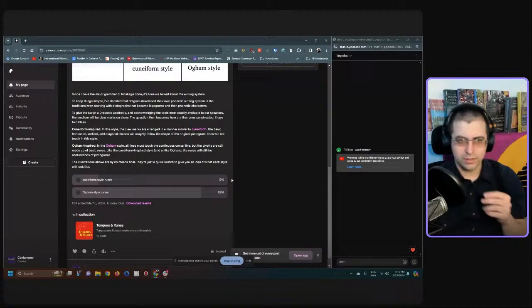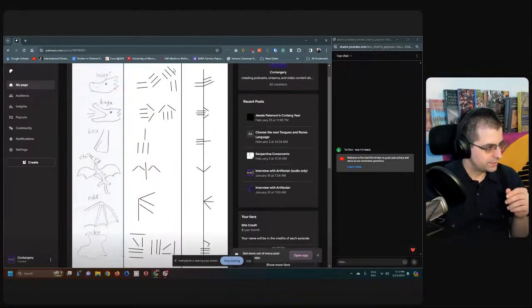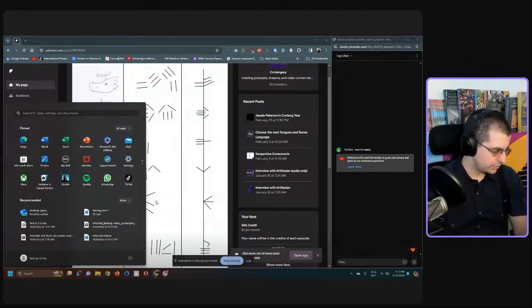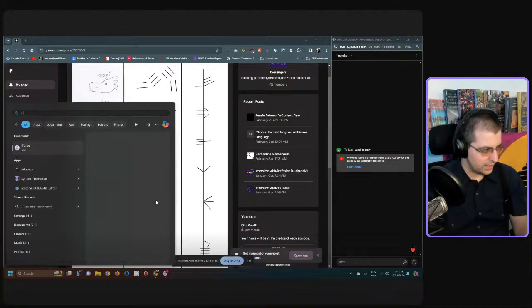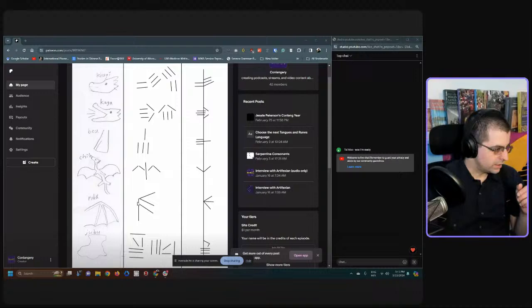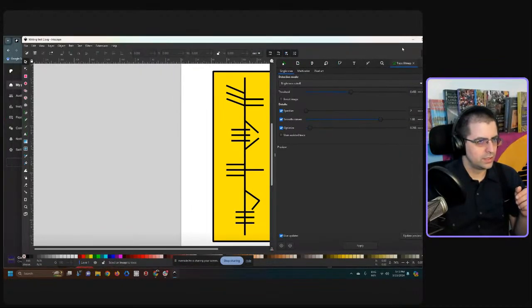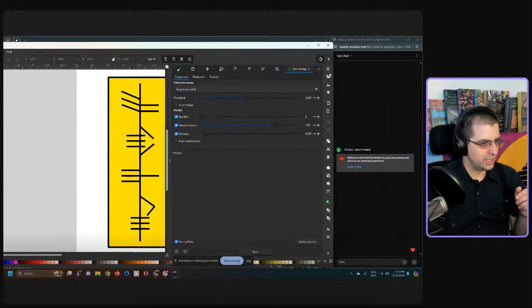How are people doing? So, our poll was to choose which of these two styles we were going to use, and it turns out that people preferred this Agam style runes.